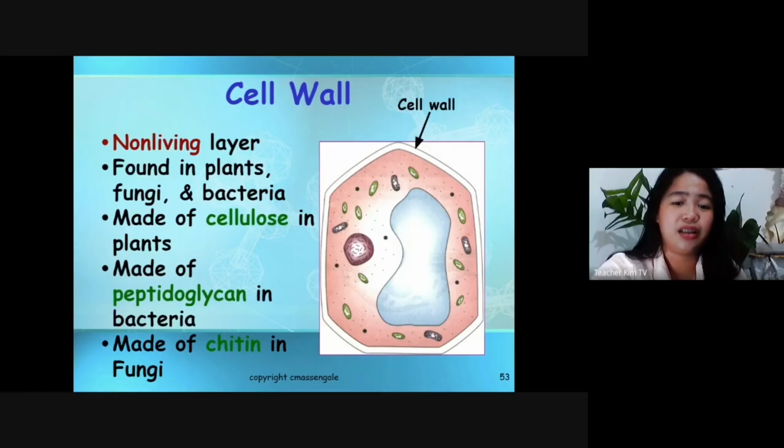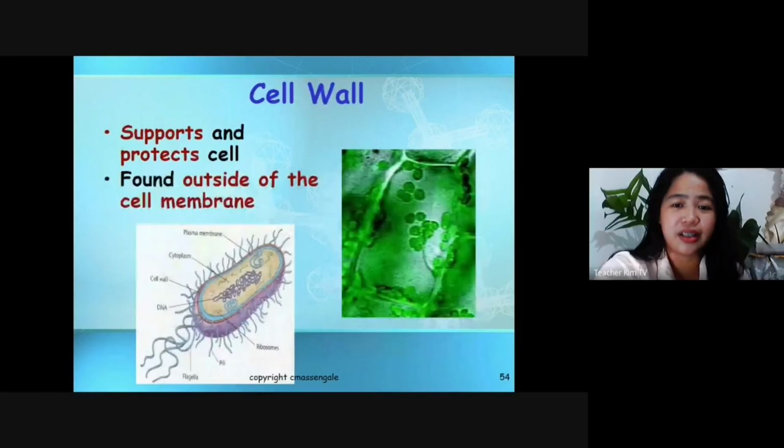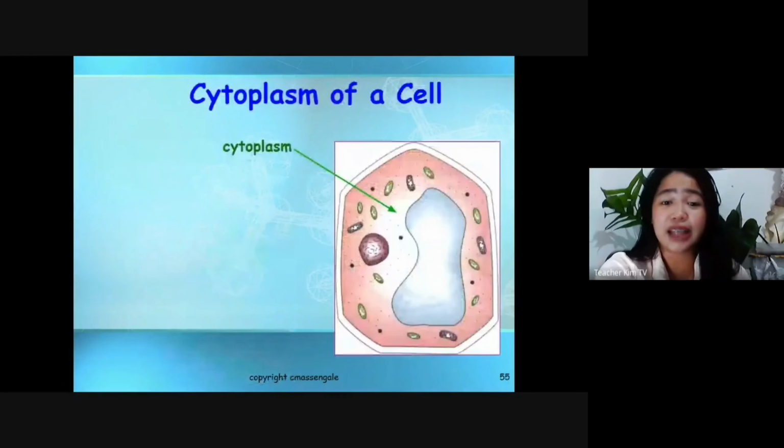Now, as you can see here in the illustration, this is an example of a cell wall. So, the main function is to protect and support the cell. It is also found outside of the cell membrane.